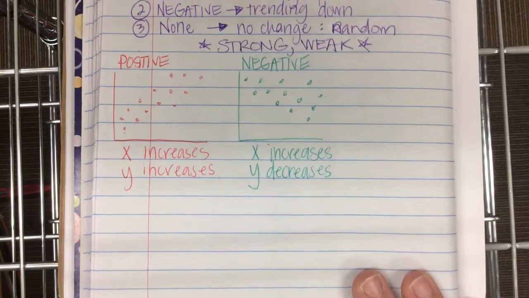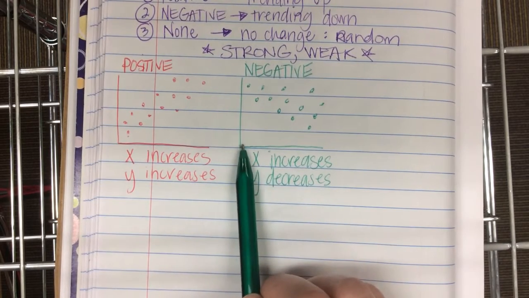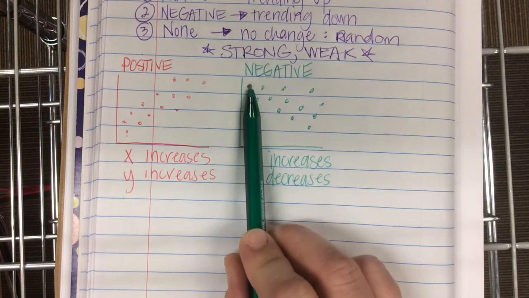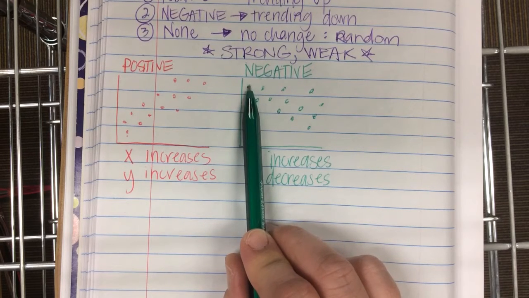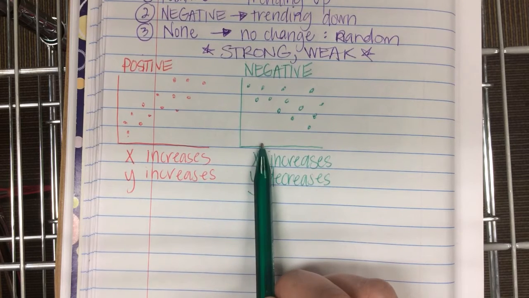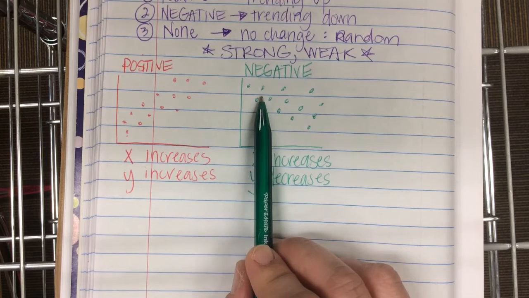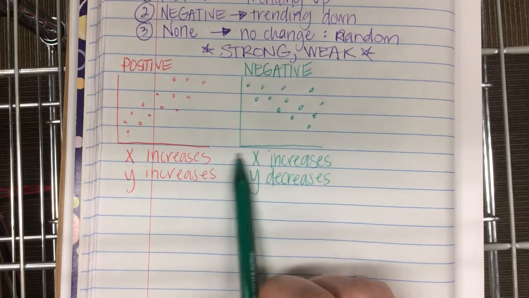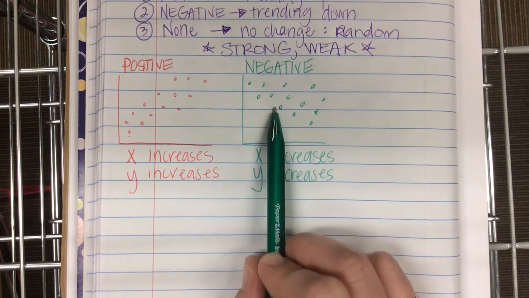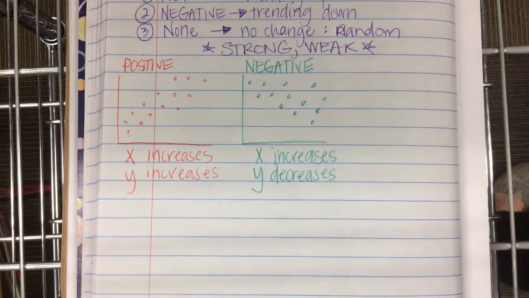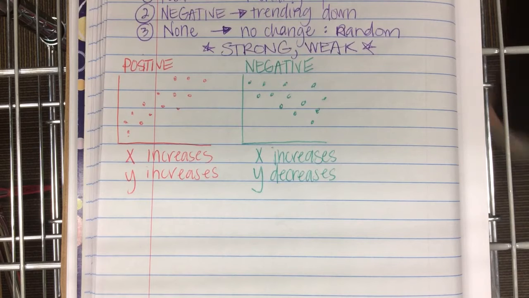So this is maybe if I spent $5, I still have $100 in my savings account. But if I spend $10, I now have $90 in my savings account. And if I spend $20, I now have $70, right? As x increases, the more money I spend, y decreases, the less money I have saved.